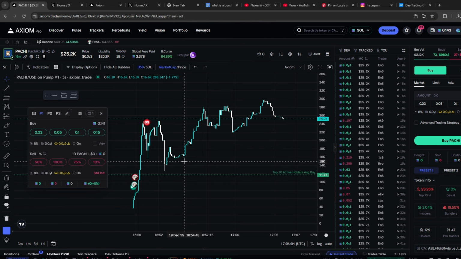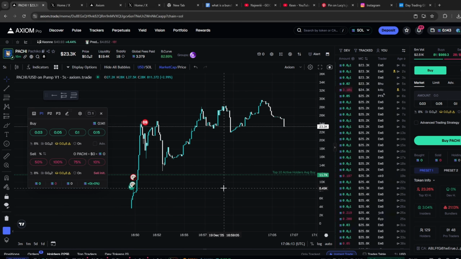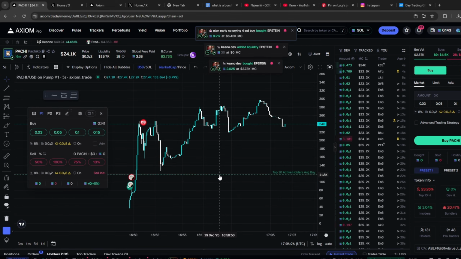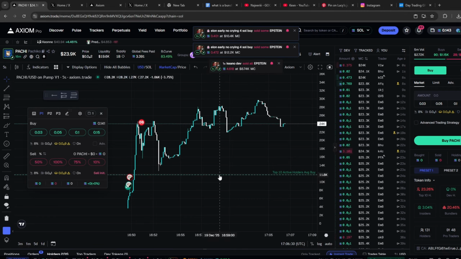Okay, so what a bundle is, basically, is multiple wallets that are controlled by the same person or team. So on chain it looks like there are a lot of holders, but in reality it's just one big holder across multiple wallets. And the main reason why bundles exist is because people want to control a large supply of the token.